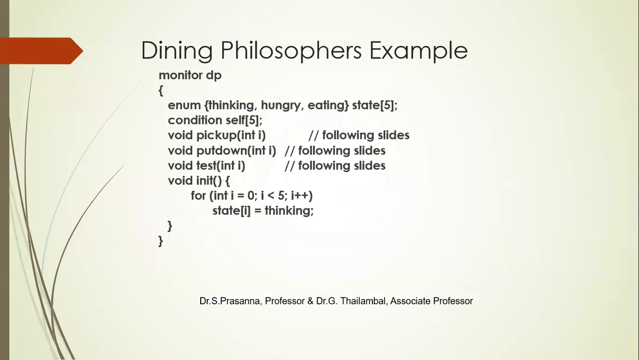For this, the dining philosophers example is used. Modules have been written: pickup, putdown, and test. Pickup is picking up the chopstick. Putdown is when they have finished eating, so they put down the chopstick. And test checks whether the chopstick is available or not. We have to identify the state of each and every dining philosopher. If they are in the thinking state, the other person can use the chopsticks for eating. If they are in the eating state, the other person should wait.